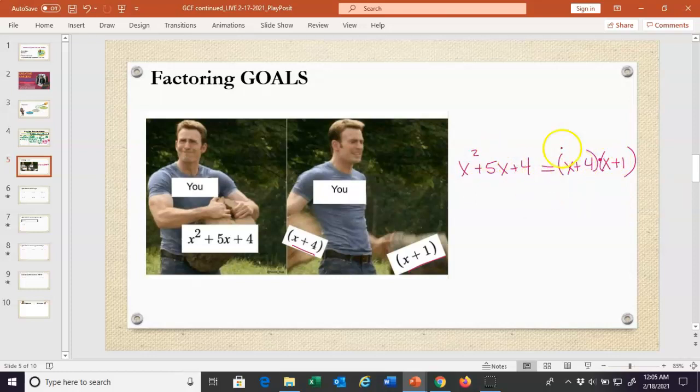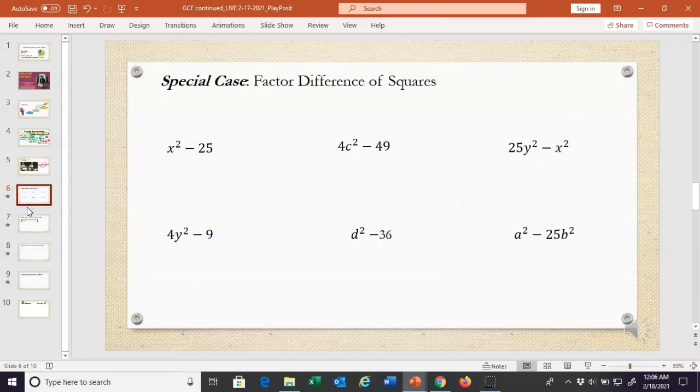This is our goal. We are very much used to going from this to this. We can multiply that out, right? We can distribute. But what we're going to work towards is going from this to this form. And it's an entirely different process. So first we're going to start with a special case, and it's called factoring the difference of squares.